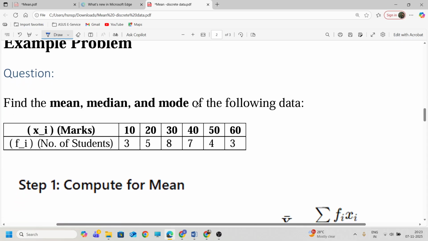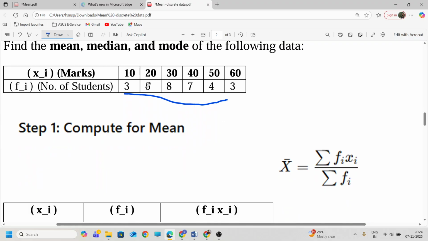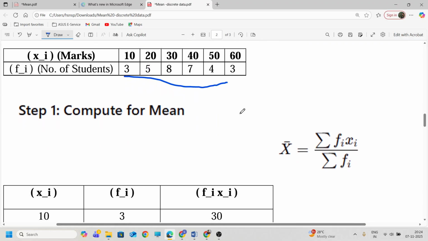Okay, so here is one example problem for your understanding. Find the mean, median, mode for the following data. Here x data is given and f, the number of frequencies, is given. 10 marks, 3 students scored. 20 marks, 5 students scored. 30 marks, 8 students. So these are the number of students. So the total number of students is n. Okay, so summation of f, sigma f.